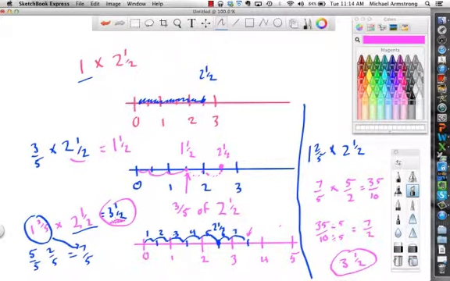It's this answer that we got. This is the actual math way to do it, and this is using these number lines. These number lines are awfully cool. I hope you guys are enjoying that.